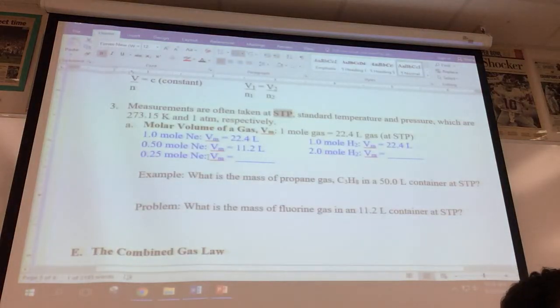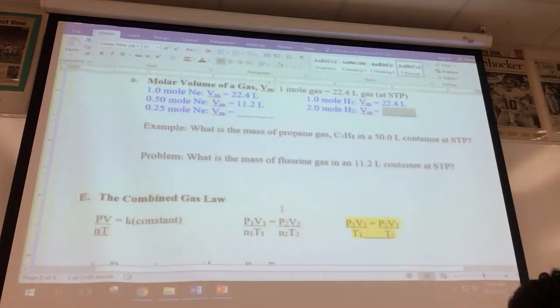For example, 1 mole of neon would be 22.4 liters of space. How about half a mole? It's 11.2. What would a quarter of a mole be? 5.6 liters is correct. 1 mole of hydrogen gas occupies 22.4 liters. What would 2 moles of hydrogen gas occupy? 44.8. All right, no problem there. I'll review.